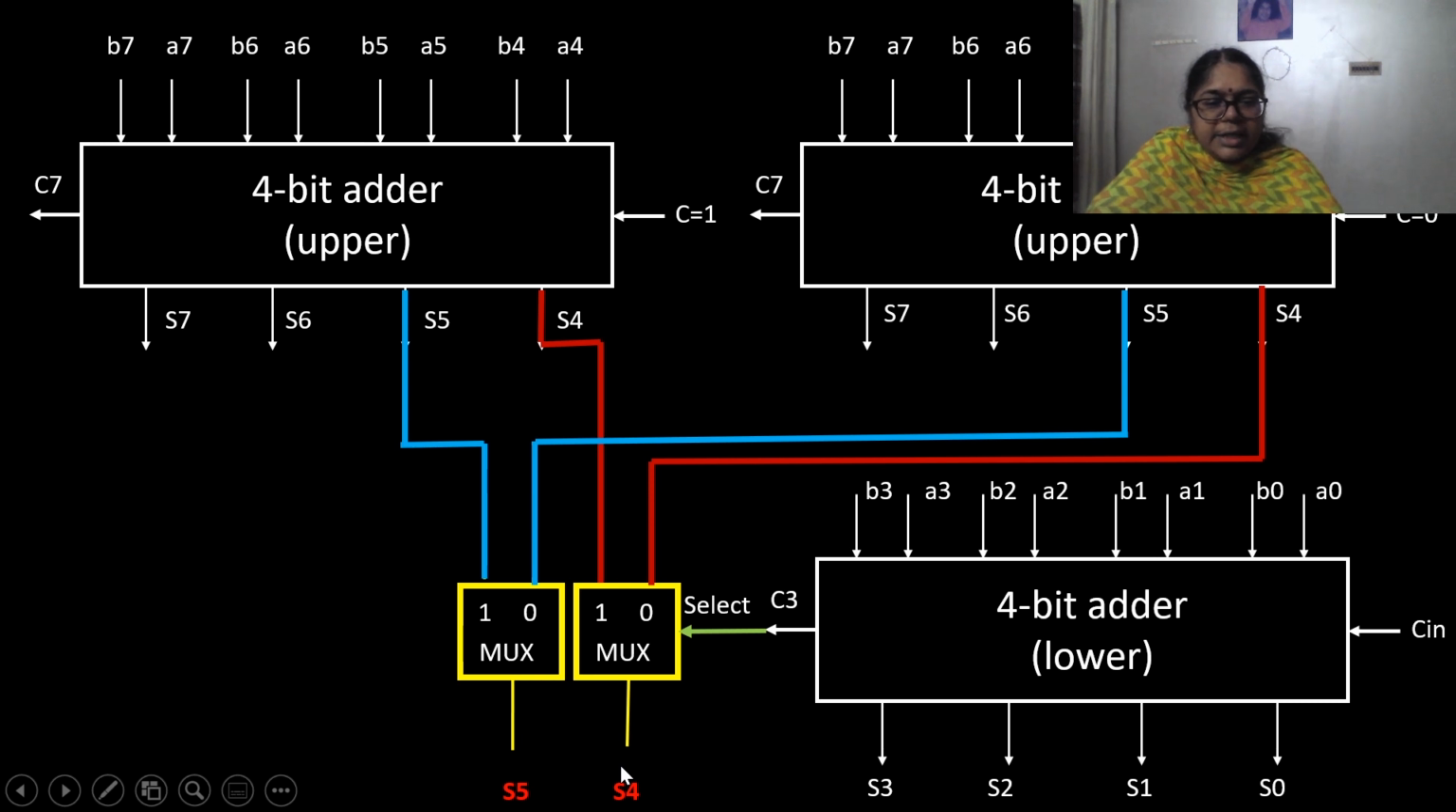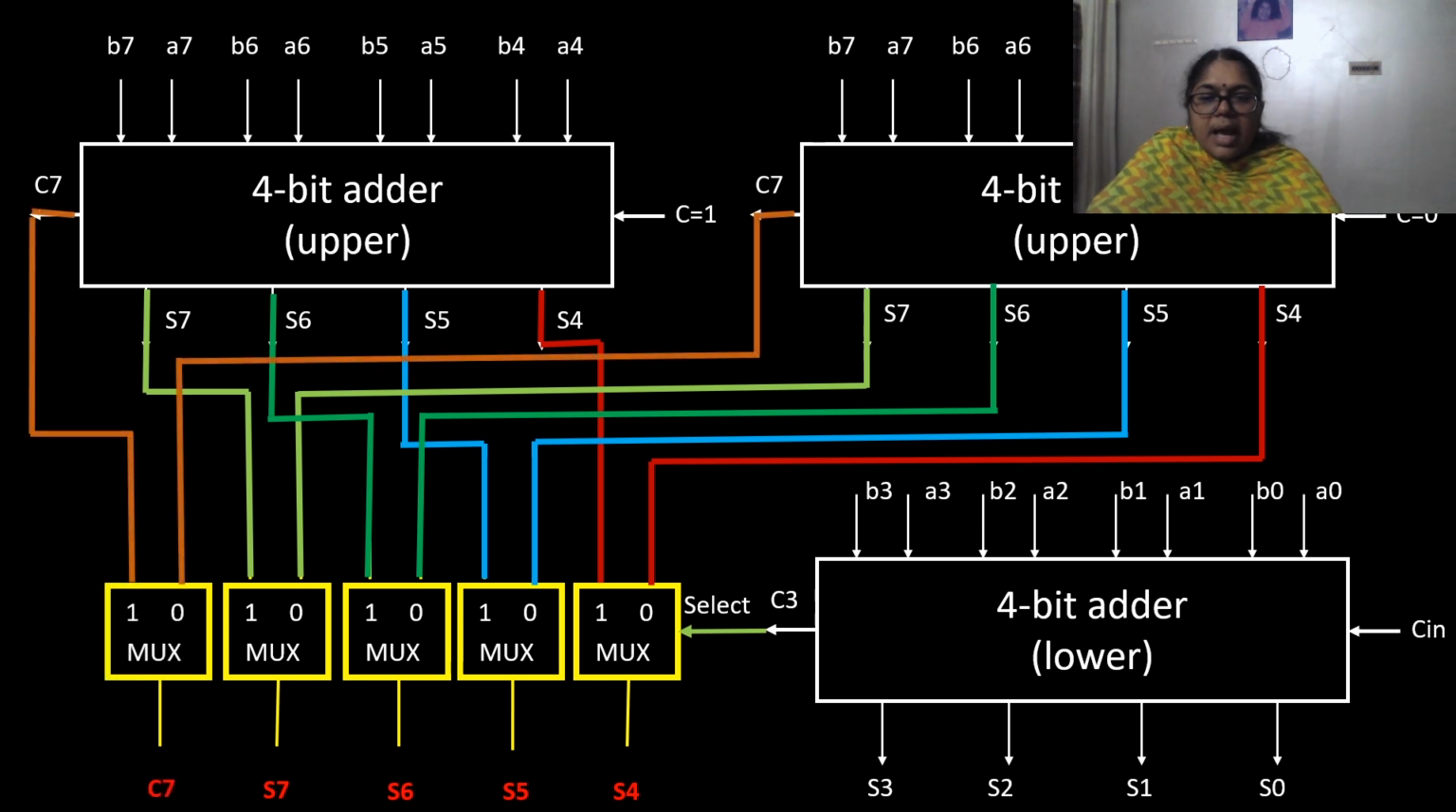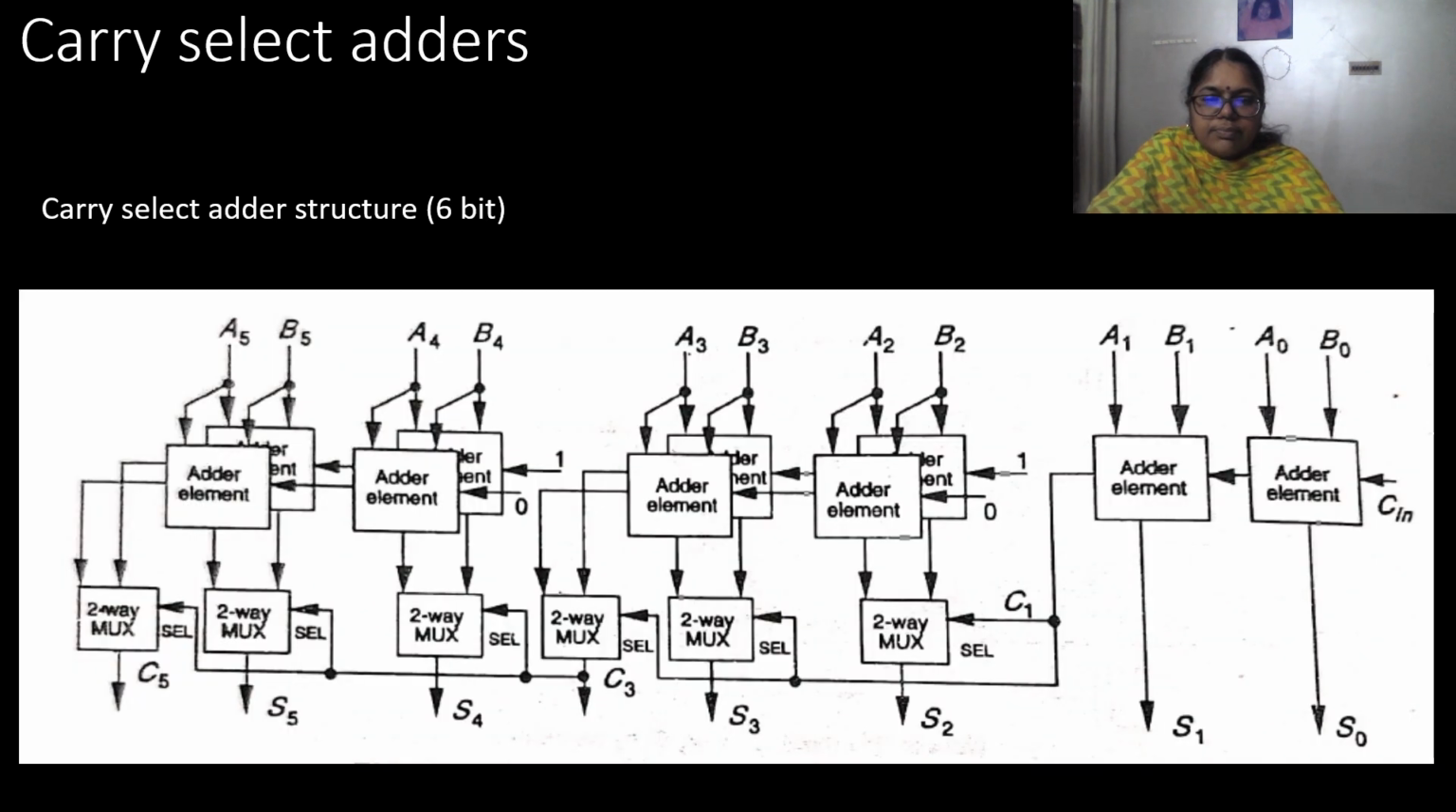Next, we use another 2:1 multiplexer to find out the S5 bit. Similarly, S6 bit and S7 bit. And we take C7 from both the 4-bit adders as input to another 2:1 multiplexer and select line being C3 to obtain actual value of C7. So if we had the next block, then this C7 would have become the select line to the multiplexers of the next block.